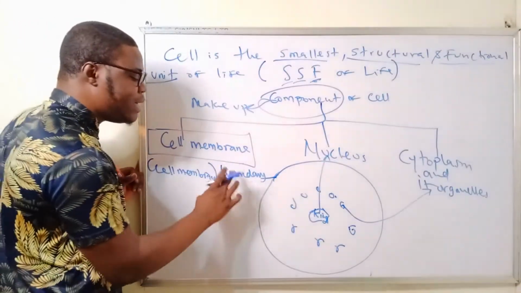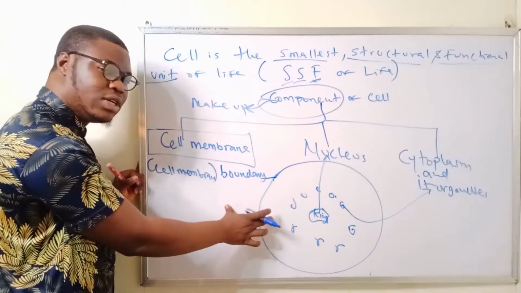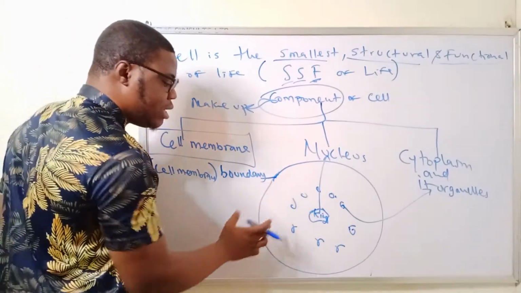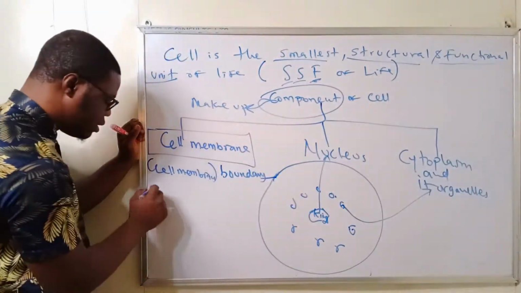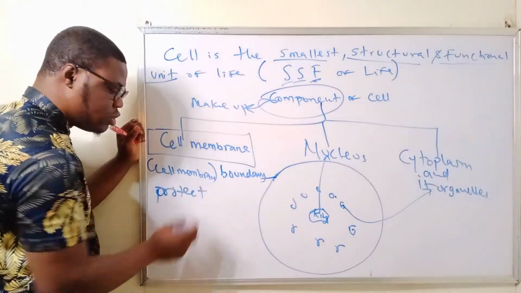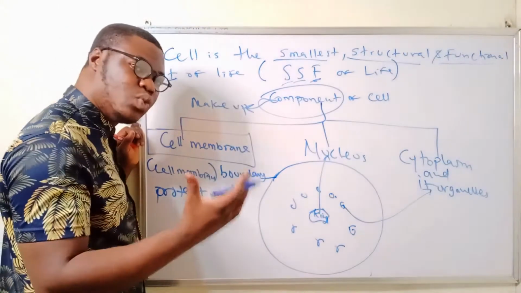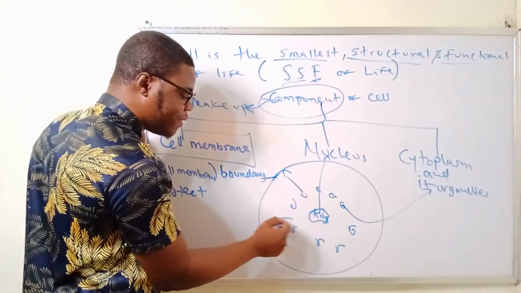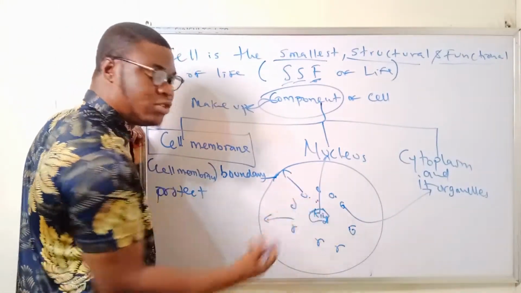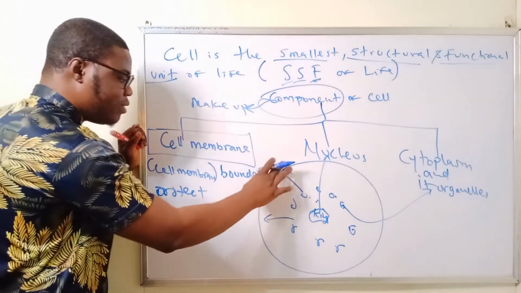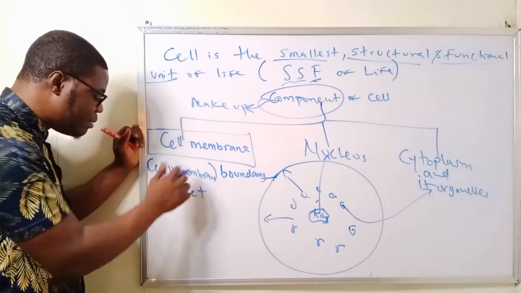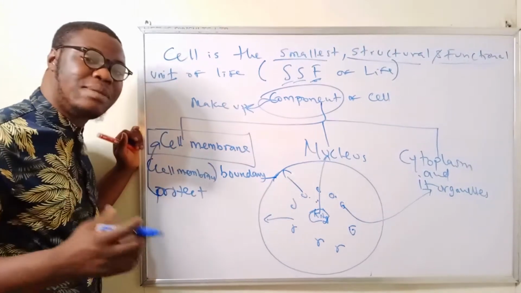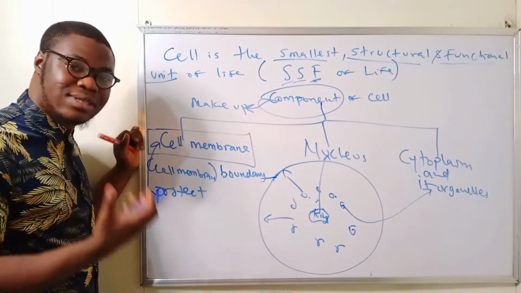If the cell membrane is the boundary of that village, what is the function of the boundary? The function of the boundary is, one, to protect the village against invaders. If there is war, they are going to come to the boundary to fight so that the people in the town are not affected. So the first function of the boundary is protection. Same thing goes with the cell membrane. The cell membrane is responsible for protecting the cell.